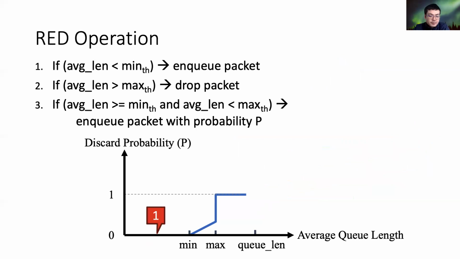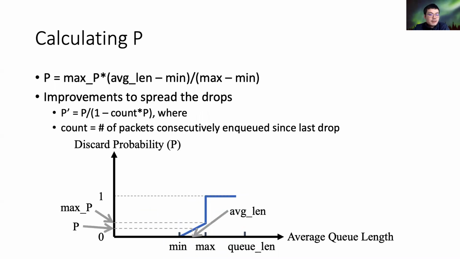Okay, so here are the 3 states. 1 is less than min. 2 is actually Q is full. 3 is in between min and max, right? It's getting closer to full, but there's still space. Okay? So how do we calculate a dropping probability P?